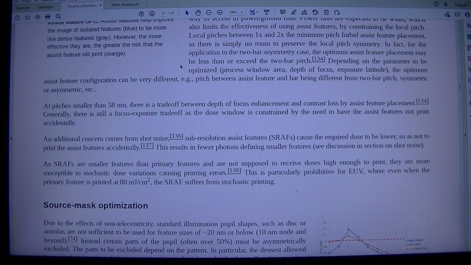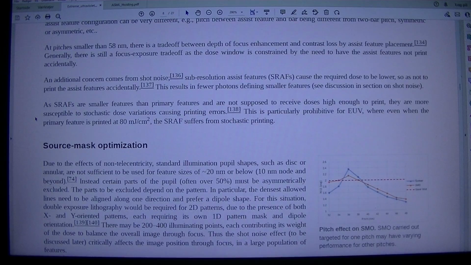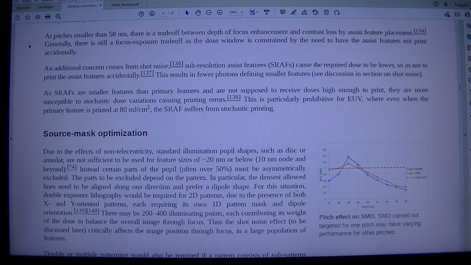134. Depending on the parameter to be optimized: process window area, depth of focus, exposure latitude, the optimum assist feature configuration can be very different. For example, the pitch between assist feature and bar being different from the 2-bar pitch, symmetric or asymmetric, etc. At pitches smaller than 58 nm, there is a trade-off between depth of focus enhancement and contrast loss by assist feature placement. 134. Generally, there is still a focus exposure trade-off, as the dose window is constrained by the need to have the assist features not print accidentally.